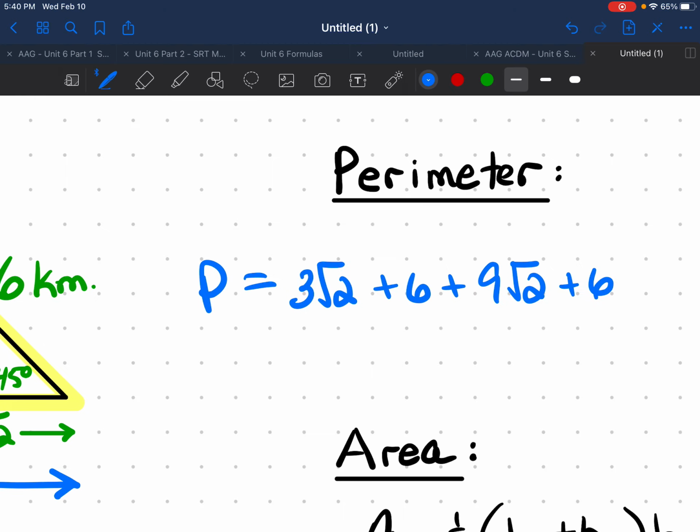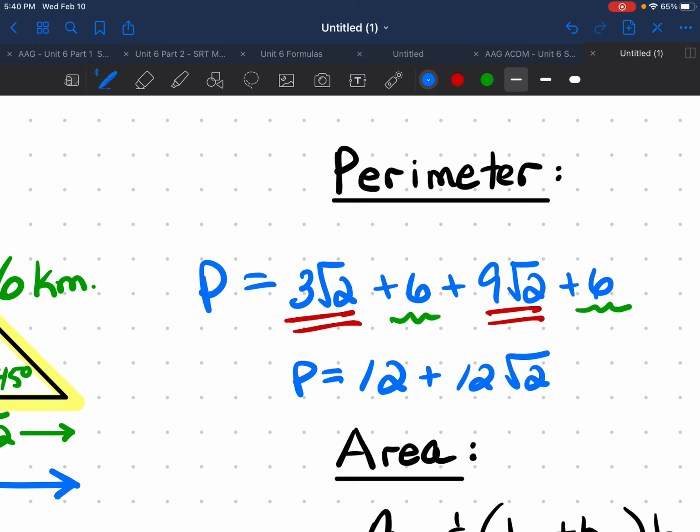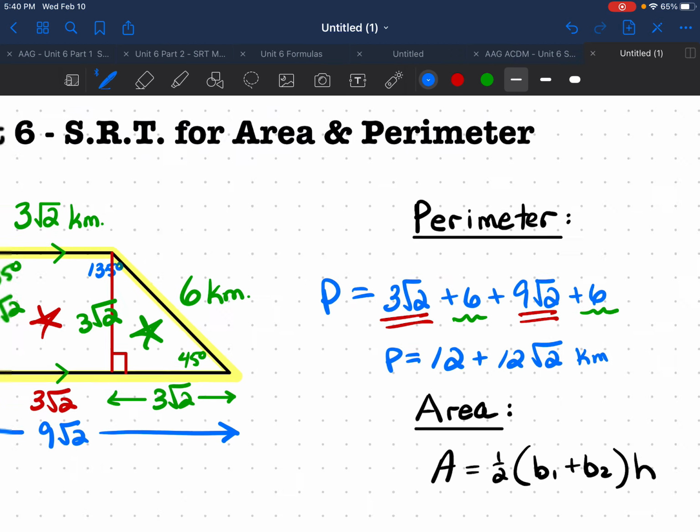Now, after doing extensive work with our radicals, guys, hopefully you'll recognize that we have some like terms here. So let's finish up by adding the like terms, but not adding the unlike terms. 6 plus 6 is 12. 3 radical 2 plus 9 radical 2 is 12 radical 2. Not bad, right? And that was kilometers, whatever you prefer.